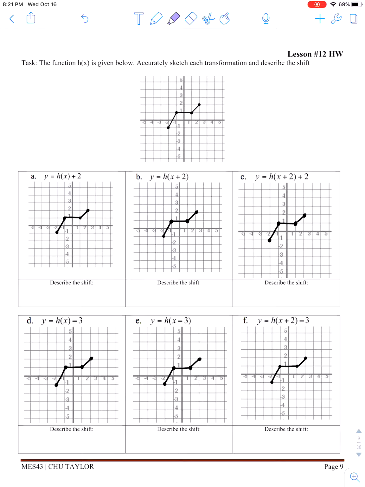Lesson 12 homework. The function h of x is given below. So this graph is called h of x. It's the name of our function. It's the name of the graph. Accurately sketch each transformation and describe the shift.